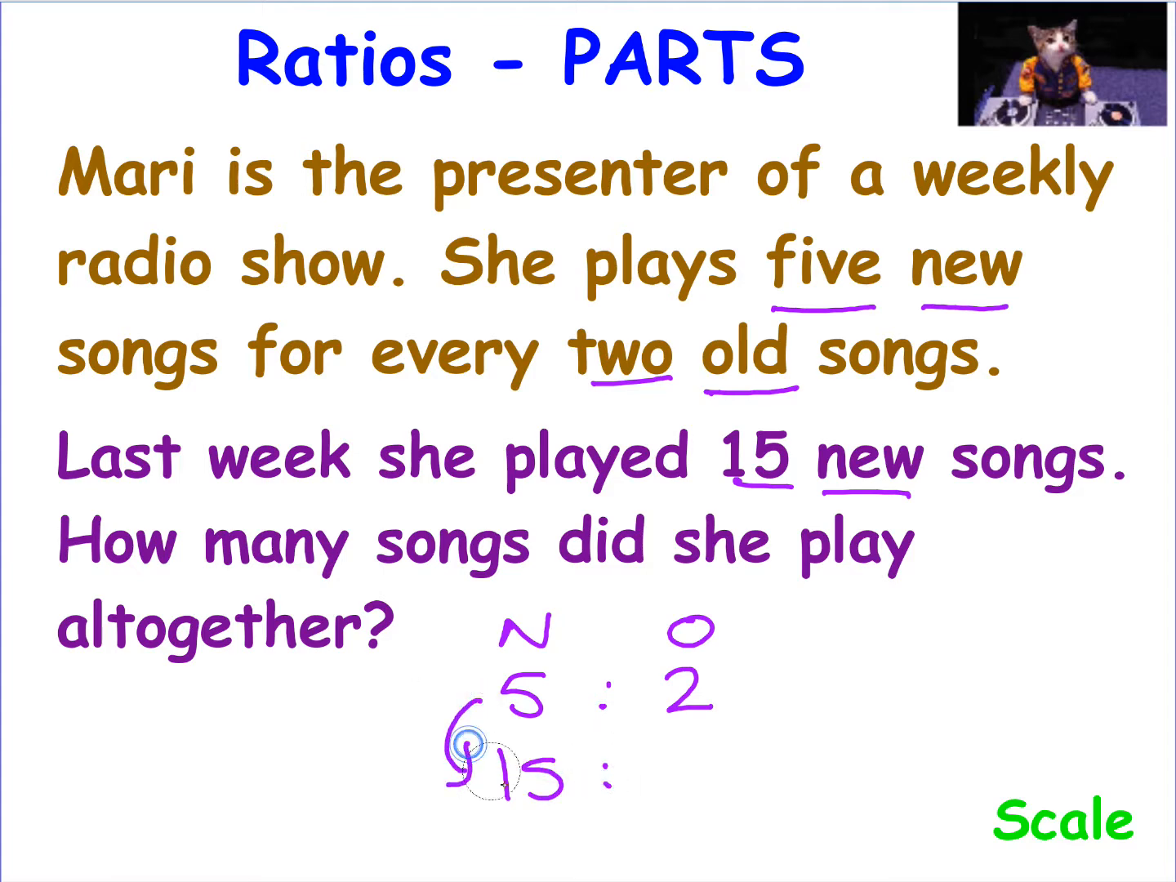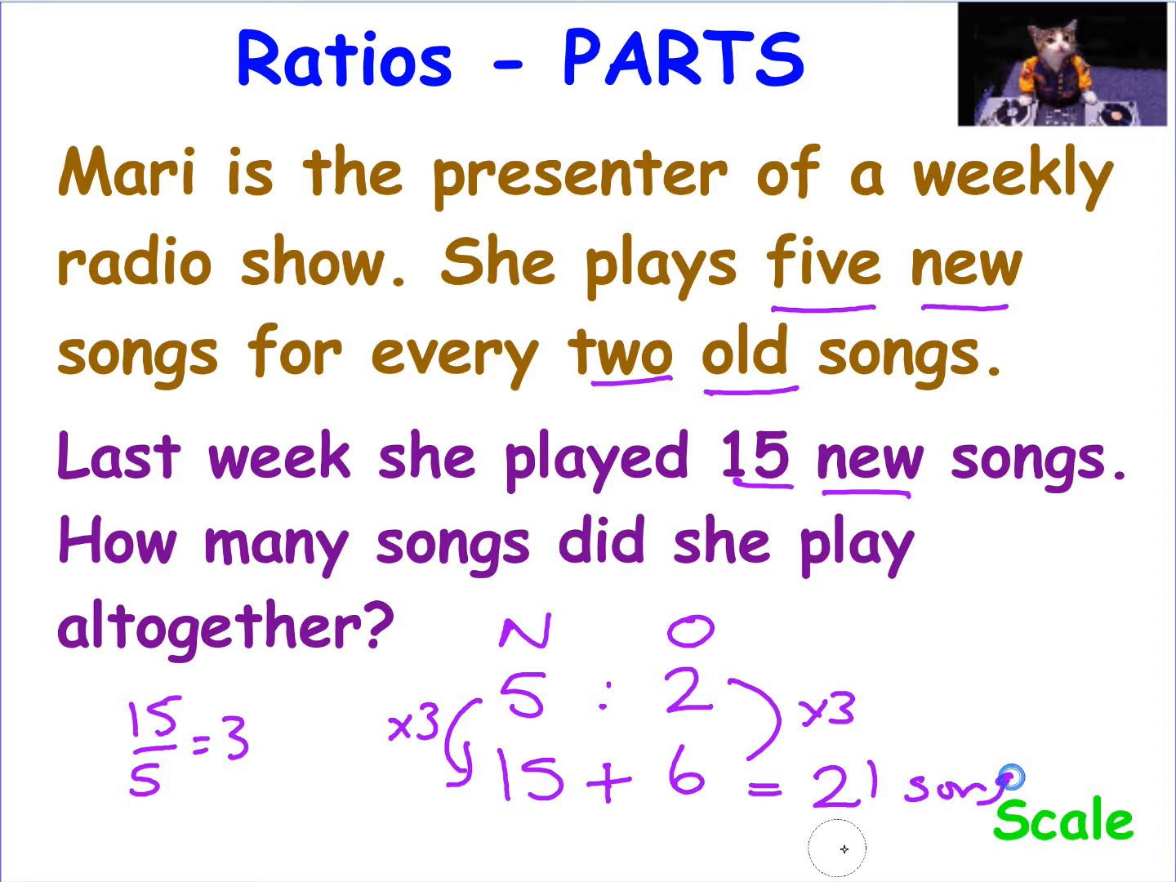So how did I get from 5 to 15? To work out my scale, divide the bottom number by the top, and it tells me I've multiplied 5 by 3 to give me 15. What I do to one side, I do to the other, and it tells me she played 6 old songs. Now it's asking how many songs did she play altogether. So she played 15 new plus the 6 old gives us 21 songs in total.